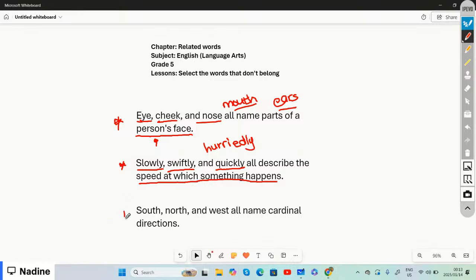And if you look at another one, right? If we want to look at the cardinal points, the cardinal points give you our directions.